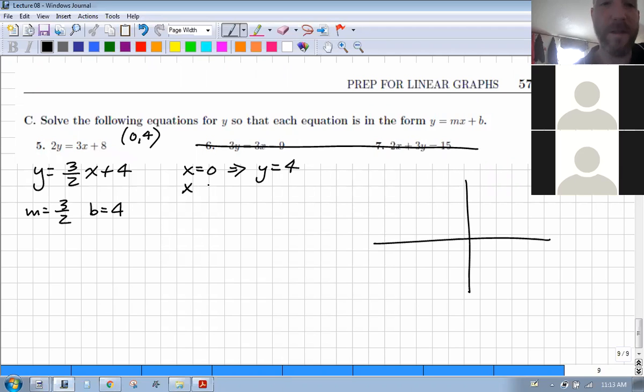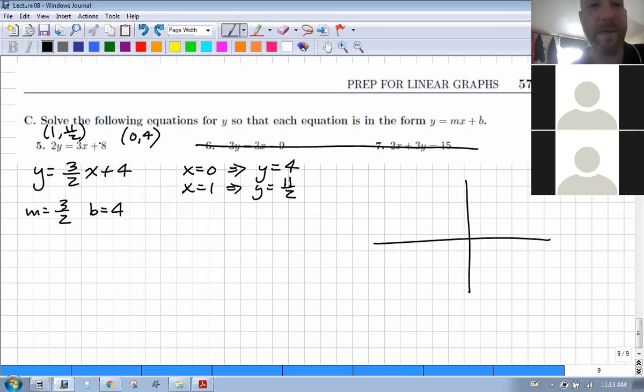If x is 1, then y is 3/2 plus 4. If 4 would be 8/2, that'd be 11/2. So another solution to this equation is (1, 11/2). There's an infinite number of them, okay? And what we can do is we can graph all the solutions. If you take all the solutions to this equation and graph them, you're going to end up with a line.